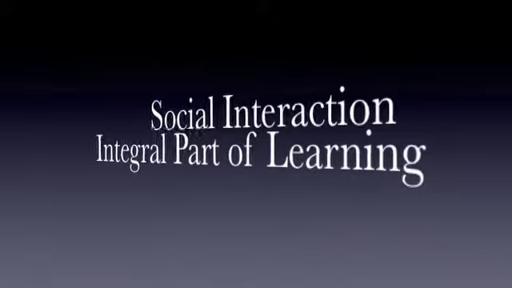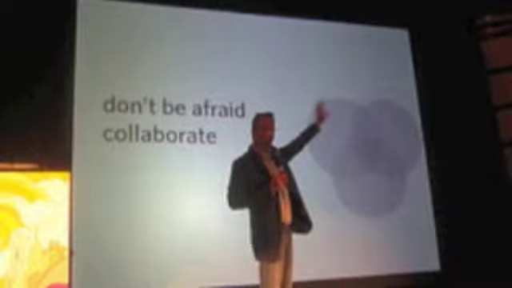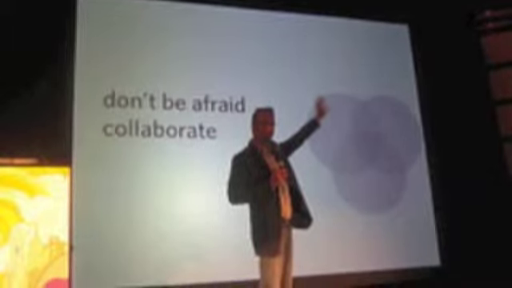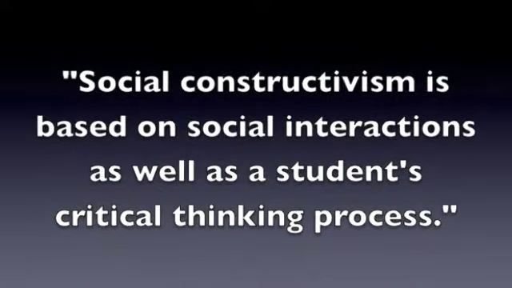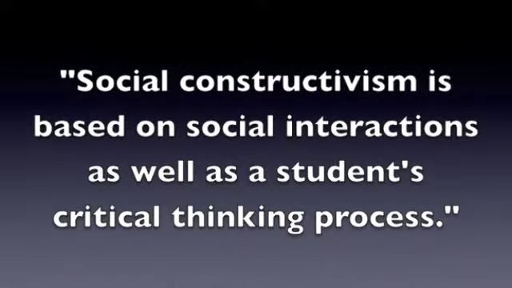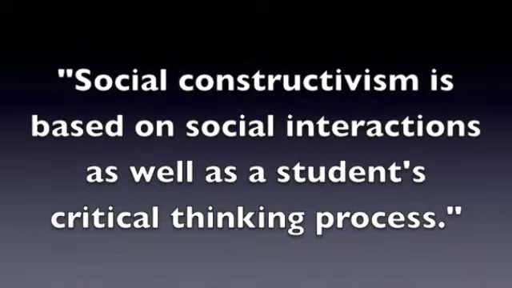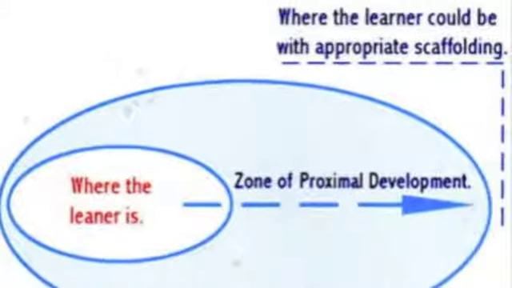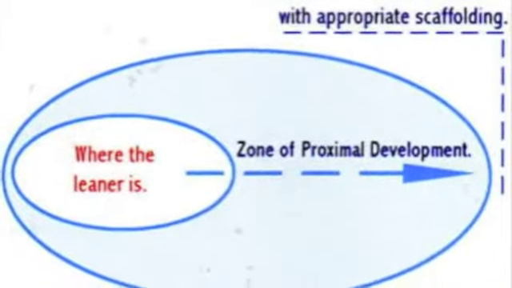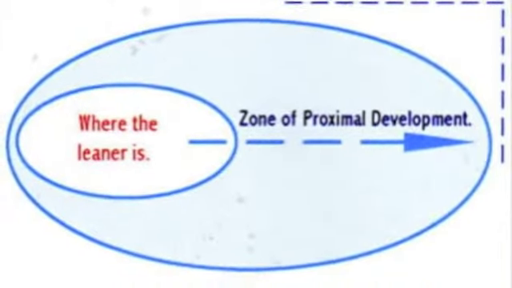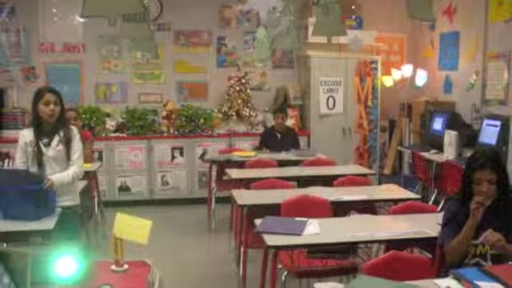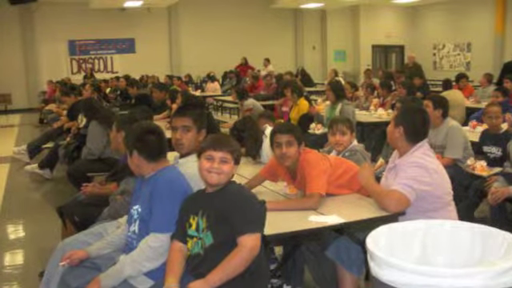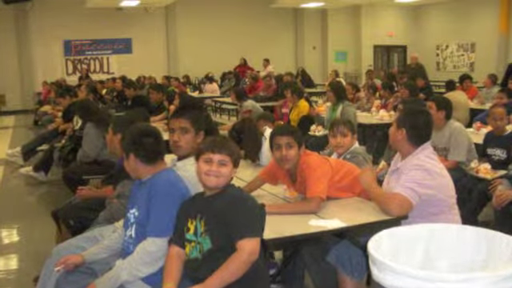According to the article, Cognitive and Social Constructivism: Developing Tools for an Effective Classroom, social constructivism is based on social interactions as well as a student's critical thinking process. Vygotsky developed the zone of proximal development, also known as ZPD. ZPD has been described as a zone where learning occurs when a child is helped learning a concept. Vygotsky believes that children learn best when they are supported by others.